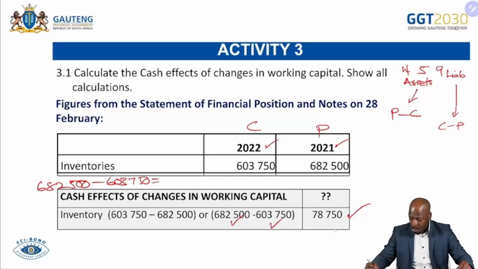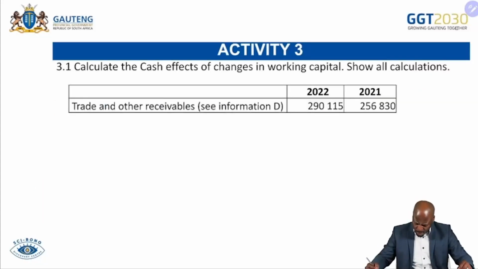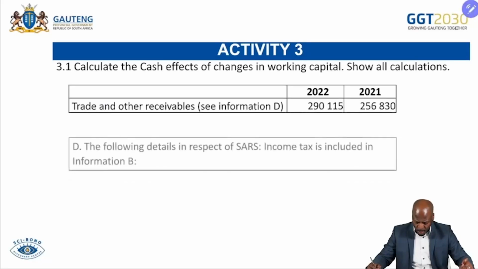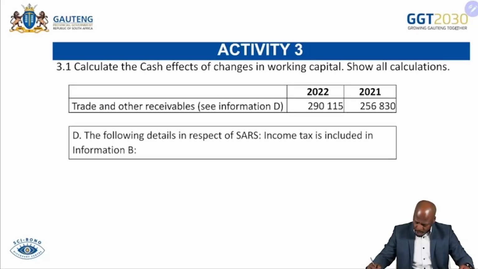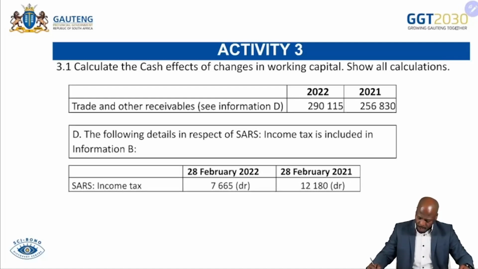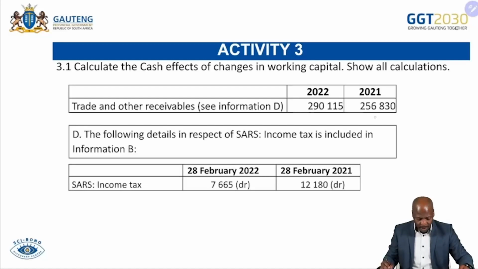Let me quickly go on to the next aspect. It is your trade and other receivables. Then it says see information D. In information D, we are given the following details in respect of SARS. And then there is your SARS. That means within these amounts, we are having SARS. Let me go and calculate. I need to take out SARS. The moment there is SARS included, you need to take it out because SARS will be shown separately in the face of the cash flow statement.